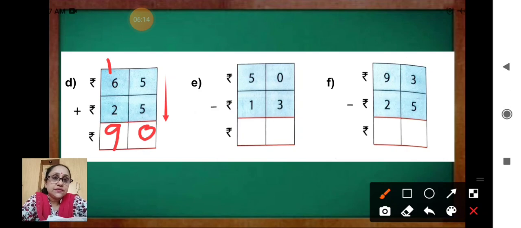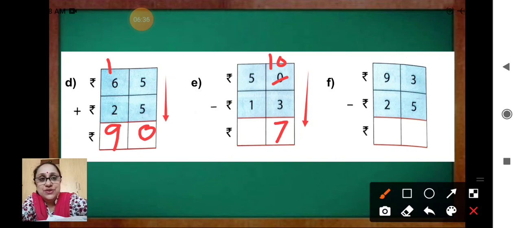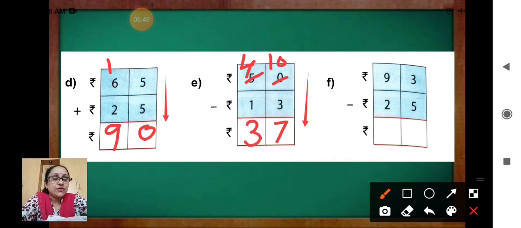Question E. Rupees 50 minus rupees 13. So we have to subtract. For this, what will you do? Cut this 0, make it 10. 10 minus 3. 10 is there. Take out 3. 7. And this 5, what will you do? 1 less than 5, 4. 4 minus 1, 3. Rupees 37.